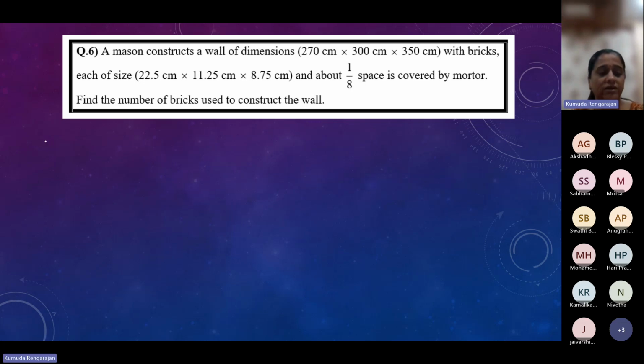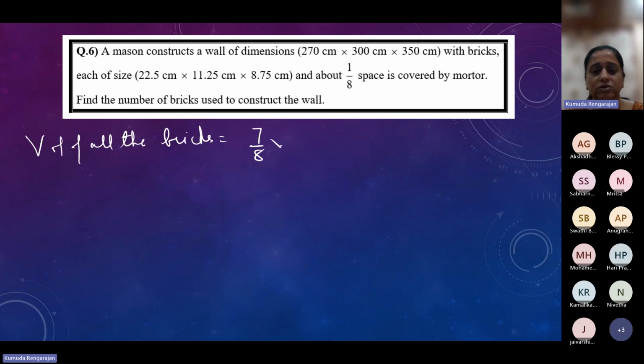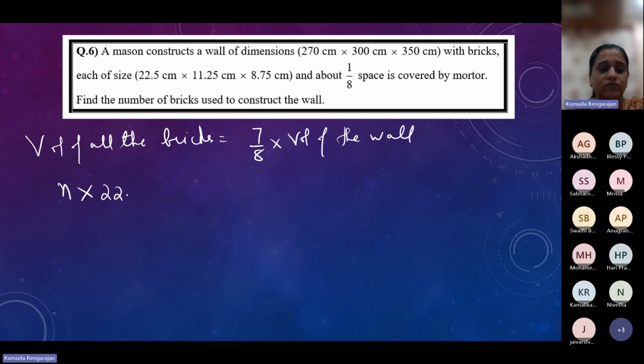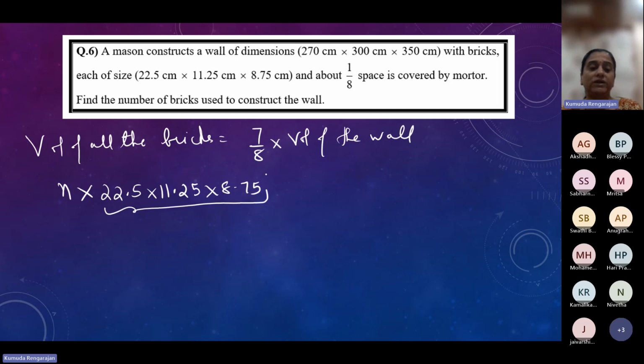The equation we'll be going ahead with is volume of all the bricks is equal to 7 by 8 into volume of the wall. Volume of all the bricks is n into volume of one brick. And what's the volume of one brick? Brick is a cuboid, L into B into H. So 22.5 into 11.25 into 8.75. We don't know how many bricks, so into n will be the volume of all the bricks.